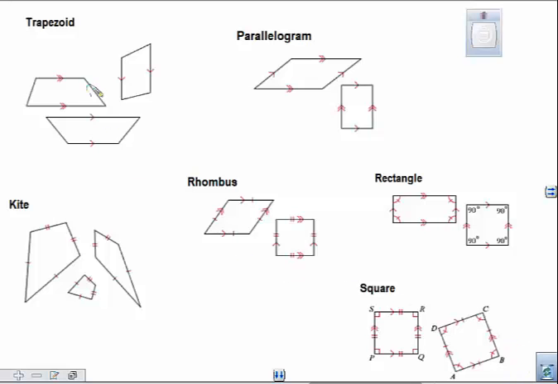The first one is a trapezoid. Remember that a trapezoid is a four-sided figure with one pair of parallel sides. So only two of the sides are parallel. Remember that's the symbol for parallel. So one pair of parallel sides.